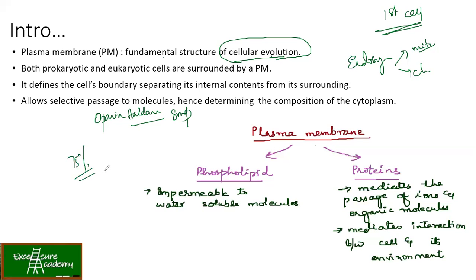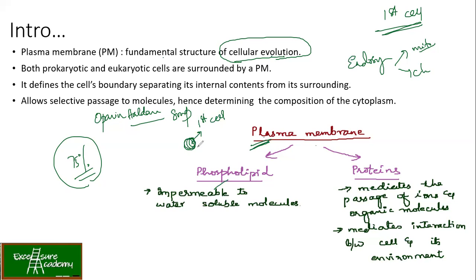Now the first life evolved in the water, we all know. How did it evolve? All these phospholipids start coming together because they are hydrophobic in nature, so they try to come together. When they come together, they get circularized like this, and this resulted in the formation of your first cell. So the first plasma membrane was formed because of the accumulation of phospholipids.